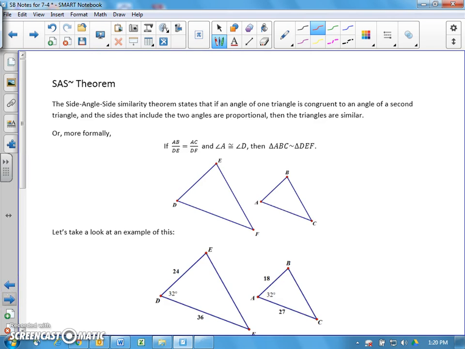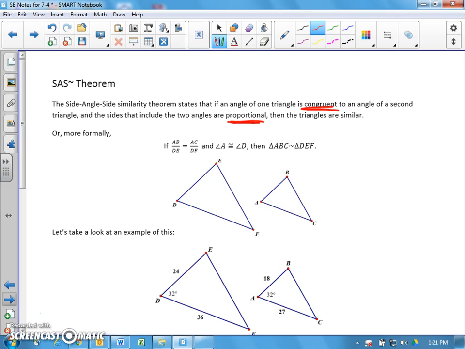The SAS similarity theorem tells us that if an angle of one triangle is congruent to an angle of the second triangle, and the sides that include the two angles are proportional, then the triangles are similar. Notice that we need congruency on the angles and proportionality on the sides.